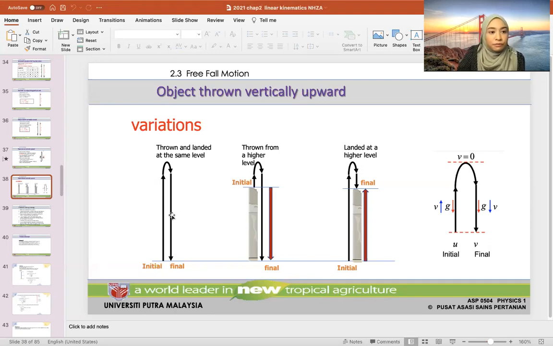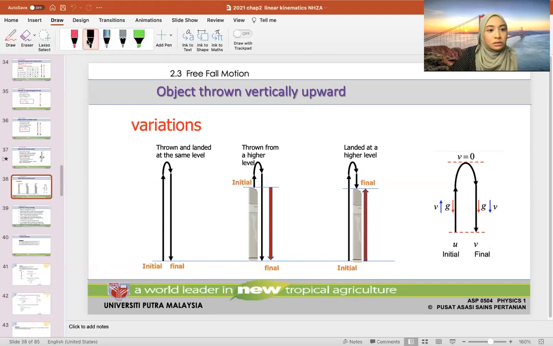But if it started from Y equals 0, and therefore it lands back at Y equals 0. Sorry, it's Y equals 0, because Y exists. Y equals 0 is here, and this is up. Let's say this is Y equals 10. At the maximum height, we know that V equals 0, and going down, and then it goes back to Y equals 0.